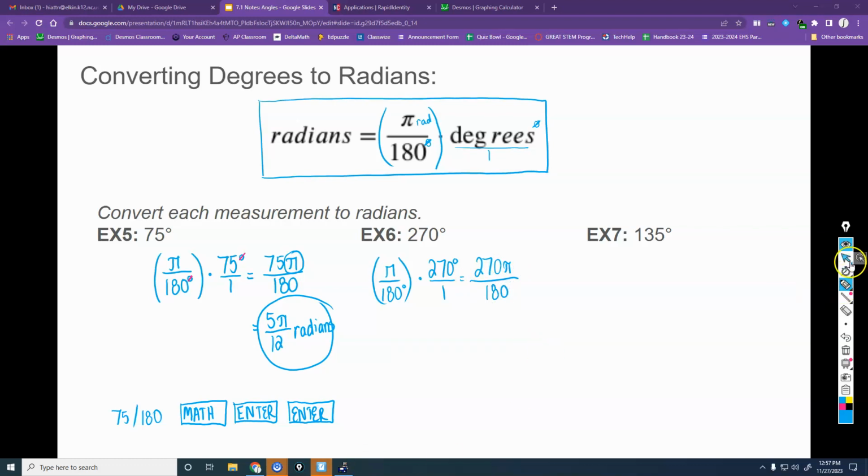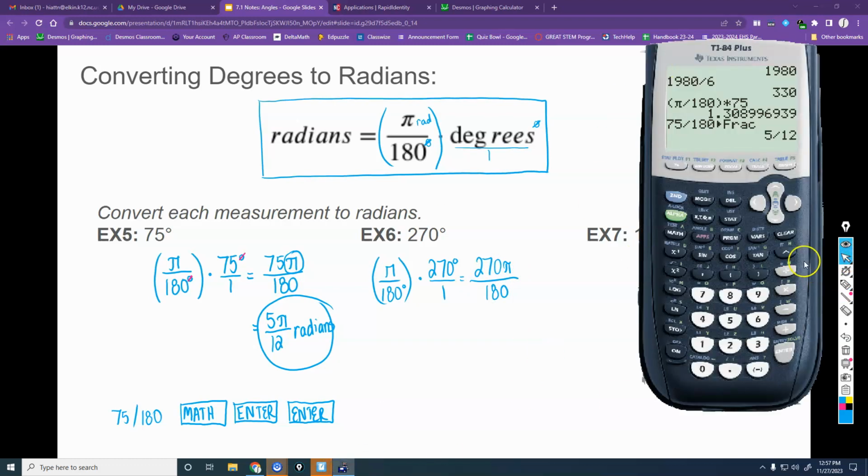And then in our calculator, we'll do 270 divided by 180. Math, enter, enter. So 3 over 2. So that would be 3 pi over 2 radians.